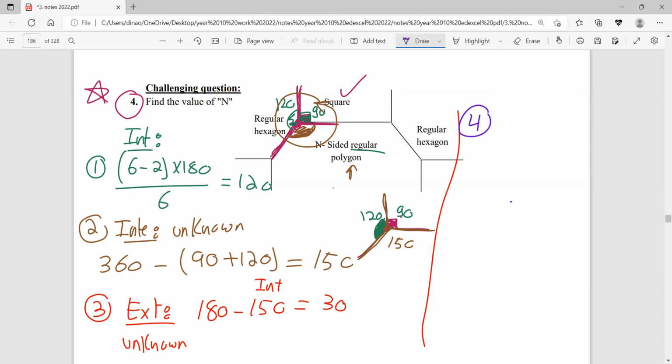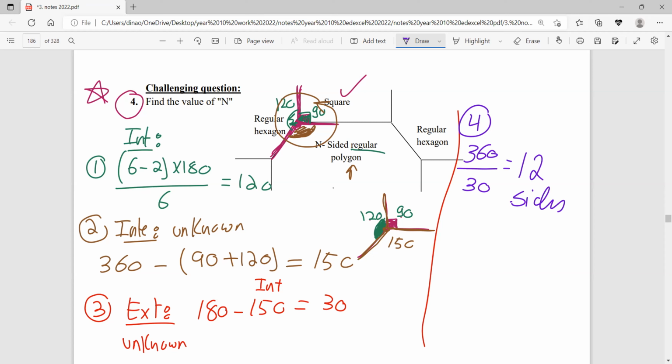Step number 4, which is the last step and the final answer, is the number of sides. According to the rules that we explained earlier today, to find the number of sides of a regular shape, if I divide 360 by the exterior angle, I can easily get the number of sides. So this tile has 12 sides.